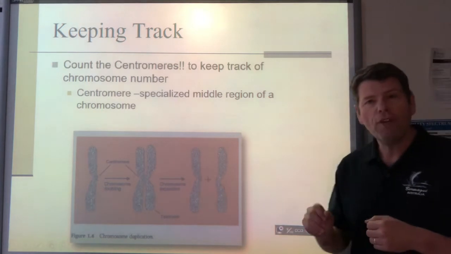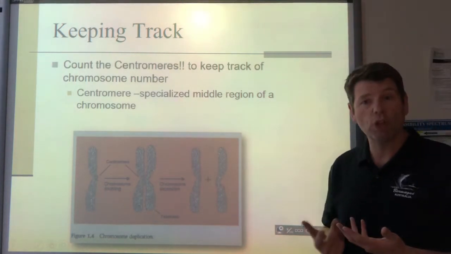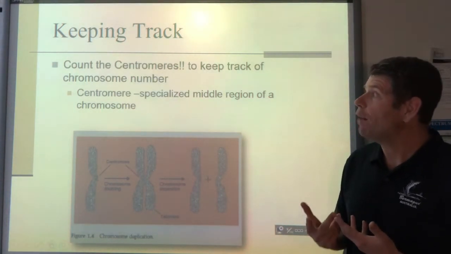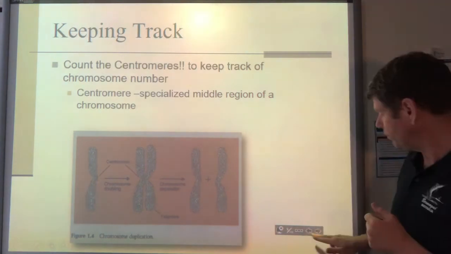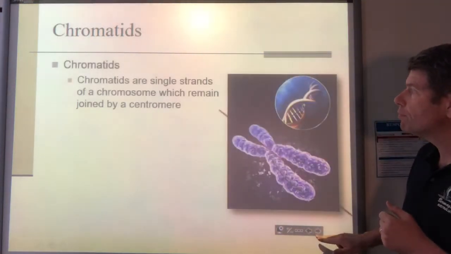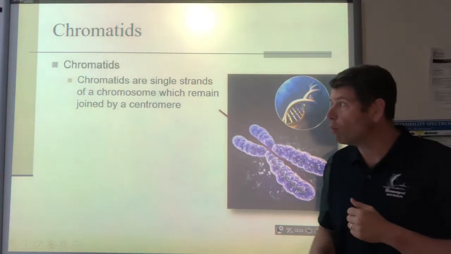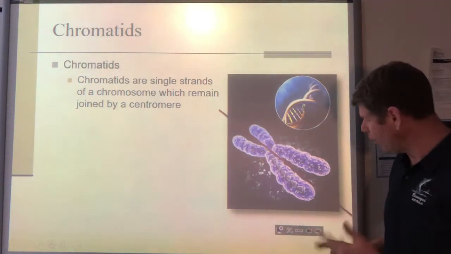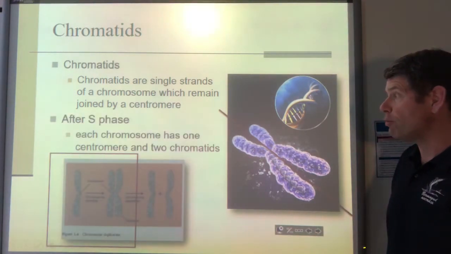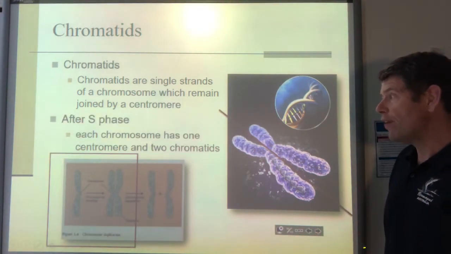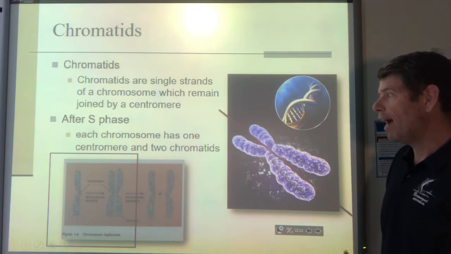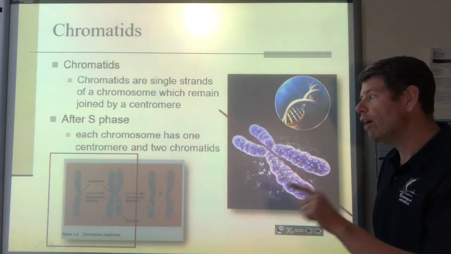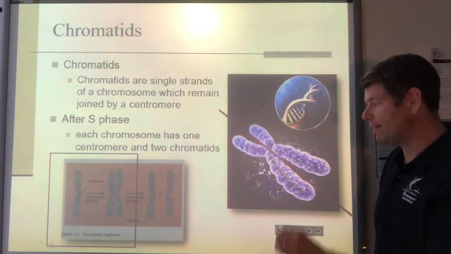Now, often it's important to be able to count chromosomes or chromatids, and we do that by counting the centromere. So we talked about this thing called a chromatid. It's a single strand of a chromosome, which is going to join its sister by the centromere. So after S phase, each chromosome has one centromere, but two chromatids.